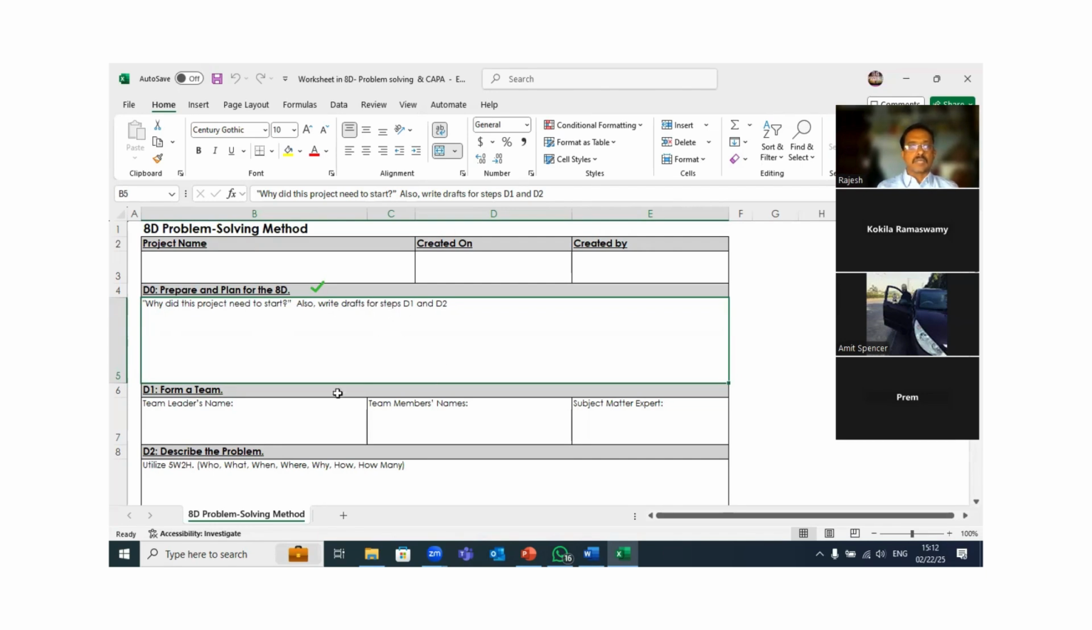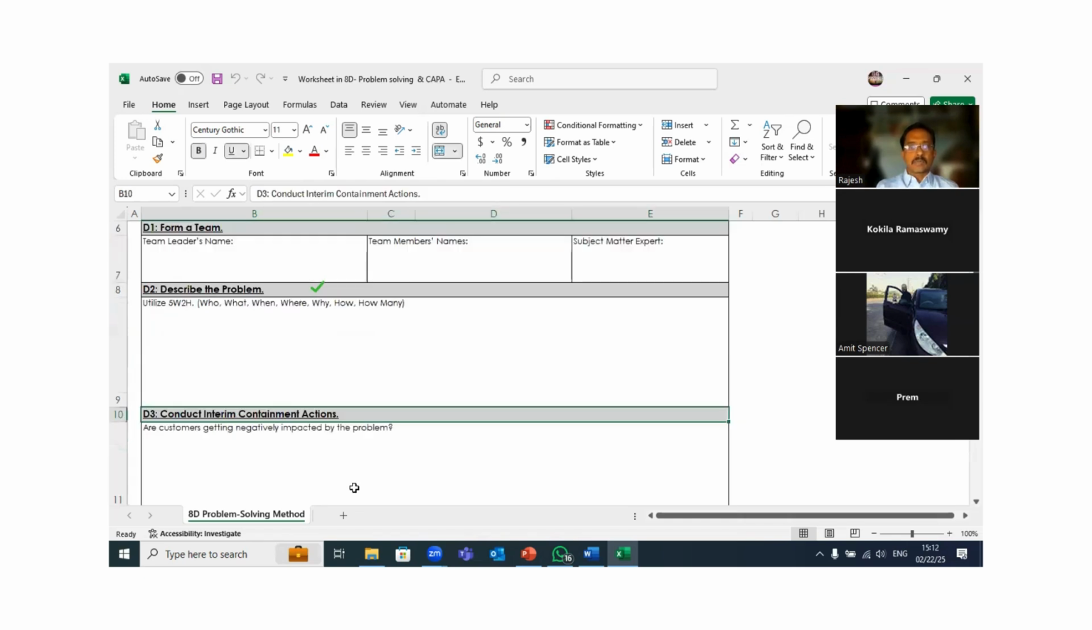Say, for example, D1, which is a team leader or team manager, or who is a team member, a subject matter expert, who is responsible for this project. And D2, this is your problem statement. For example, you have to use 5W2H: who, what, when, where, why, how, and how many. This is your problem statement.